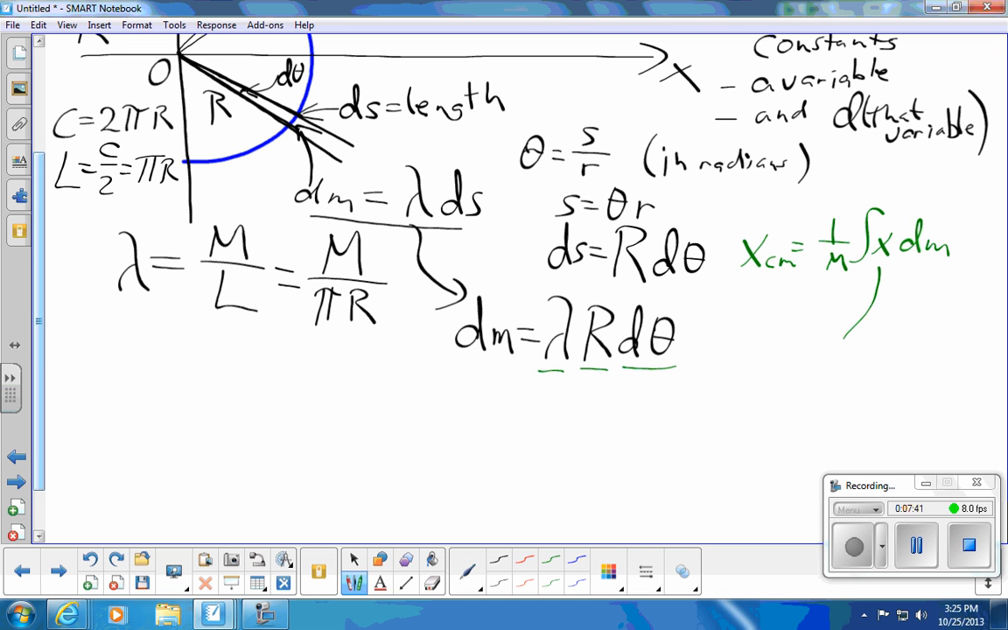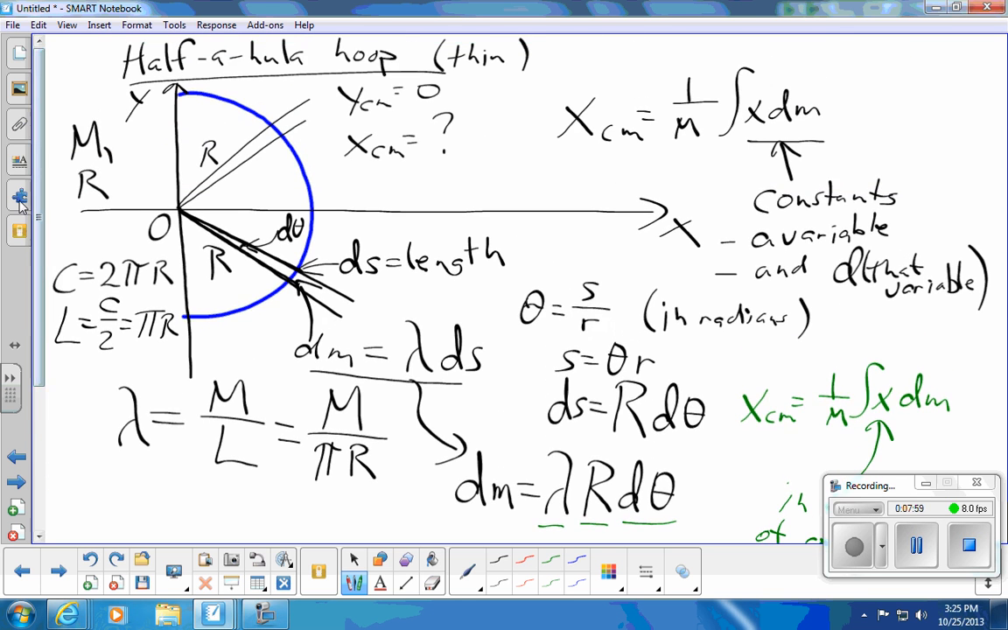If I can get x expressed in terms of constants and theta, then theta would be my integration variable instead of x, which is normally the case. And I can do that, because if I go back up here and choose one of these ds arc lengths, I'm going to choose the top one. What is the position of that arc length? In other words, where is it on the x-axis? Well, it's right here on the x-axis.